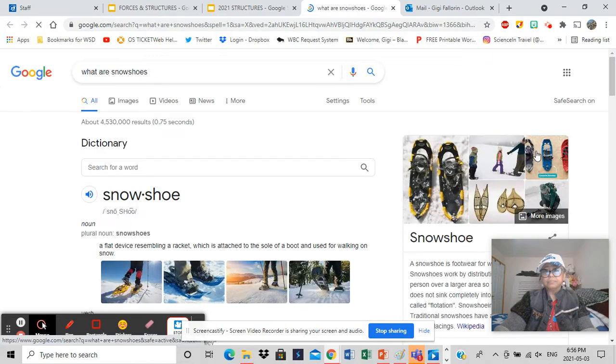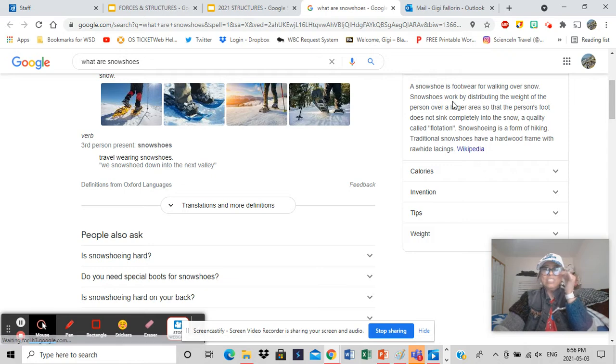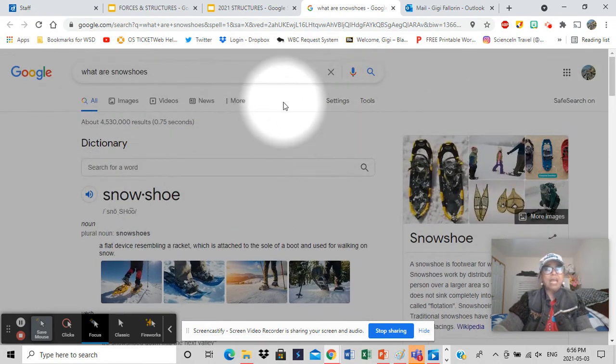Now, have you ever tried wearing one? It says here, a snowshoe is a footwear for walking over snow. Obviously, snowshoes work by distributing the weight of the person over a large area so that the person's foot does not sink completely into the snow. So remember that. An example of a frame structure would be that of a snowshoe.